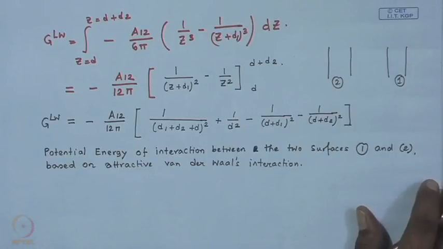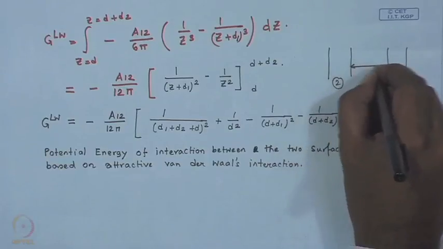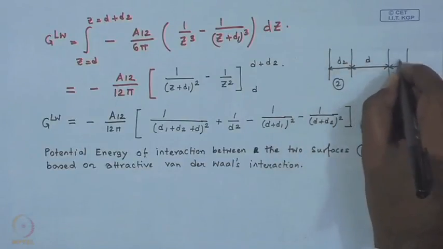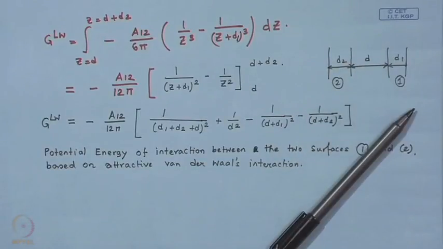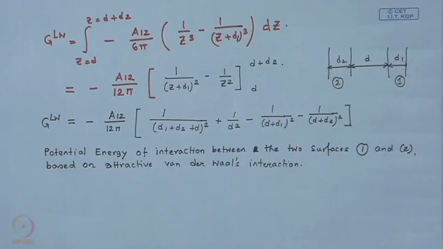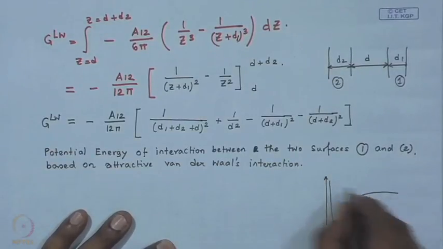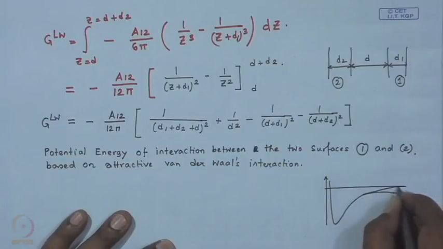Now you see that this potential energy of interaction depends on several parameters, that is the separation distance as well as the finite size of these two blocks. A couple of things you can see immediately from the expression. Firstly, we have been talking that this van der Waals interaction tends to 0 as the separation distance increases.